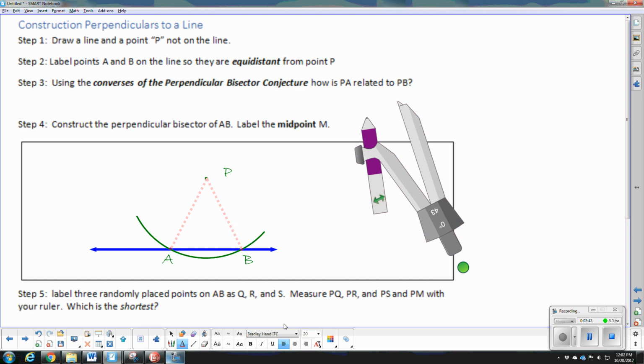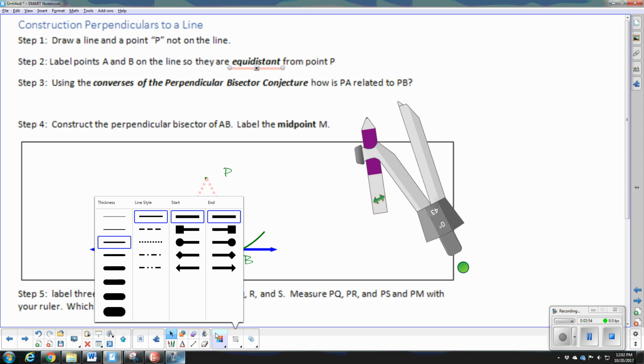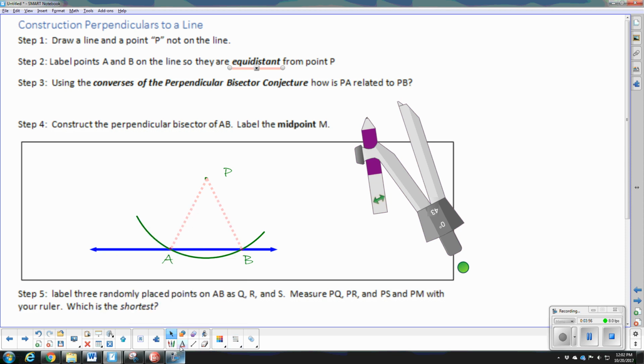So we're going to use that key term here: equidistant. That means equal distance. So we can say that PA is congruent to PB because of this key term, equidistant. So our next step is to construct the perpendicular bisector of AB and label the midpoint M.